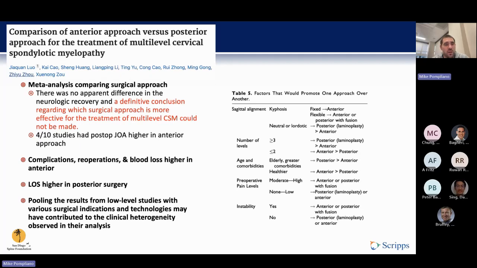This was a meta-analysis comparing surgical approach showing no difference in neurologic recovery, though they did find that a definitive conclusion couldn't necessarily be made. 4 out of their 10 studies did have a higher post-op JOA with respect to the anterior approach, but 6 out of 10 did not. So they had a hard time drawing a definitive conclusion here. Interestingly enough, complication-free operation blood loss was higher anterior, which is kind of contradictory to other studies that I've seen, and there was a higher length of stay in posterior surgery.